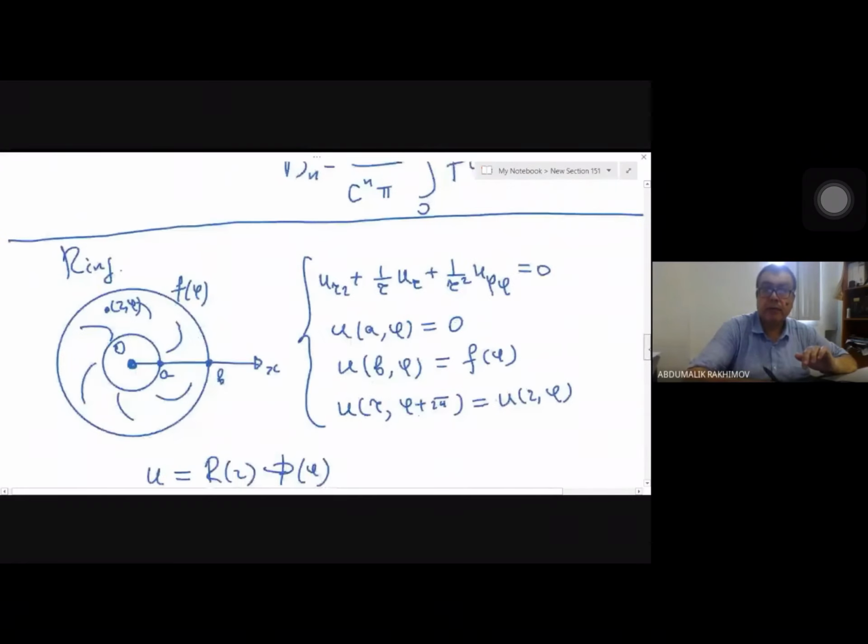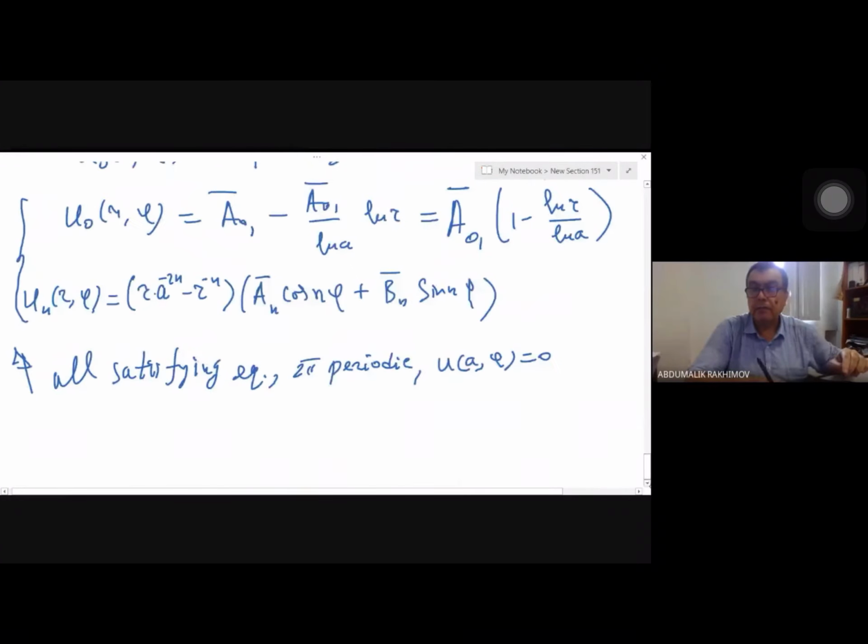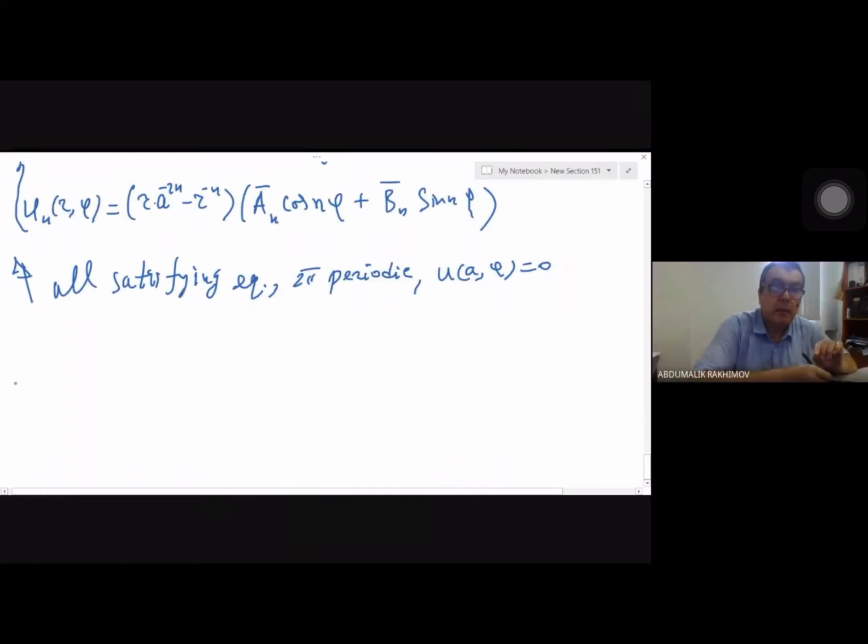But our problem has this condition. We have to check this last one, not this one. We have this non-zero boundary condition. So now the solution u(r, phi), which is the solution of the problem, we will search as follows. u(r, phi) is a combination of all of them. First, I will write u0.